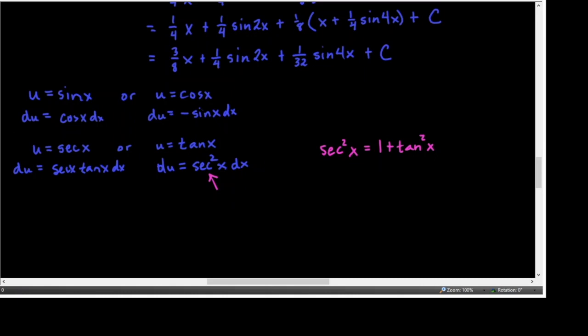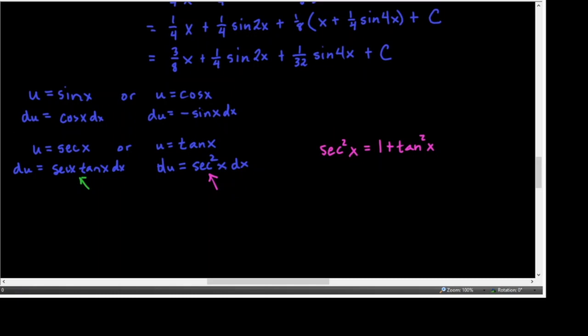Okay, then the other situation, if the power of tangent is odd and positive, you're going to save one secant and one tangent, so we're now talking about this one. Our u will be secant x, so once we take that one tangent away, we're then going to rewrite the rest of it in terms of secants. So our u is secant of x, so we would write everything in terms of secants.